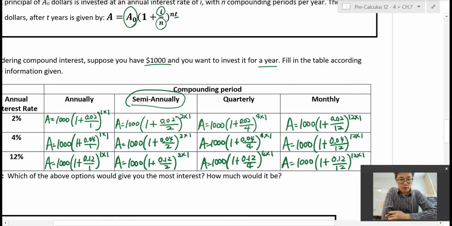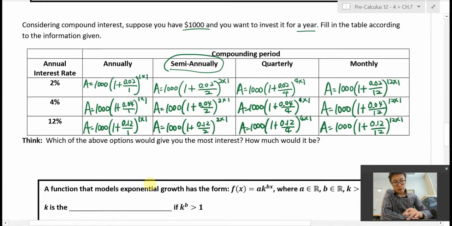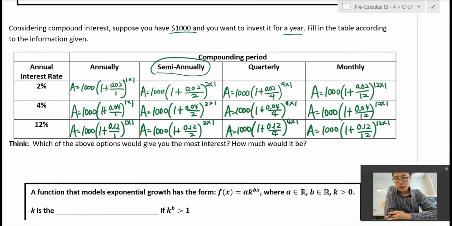Okay, so here's the table. If you actually filled it in yourself, I'm sure you'll remember this formula for good. I mean, you did it 12 times. That's a lot, okay? Now, notice I didn't calculate because I really want you to answer this question without getting an answer here. It says, which of the above options would give you the most interest and how much would it be?